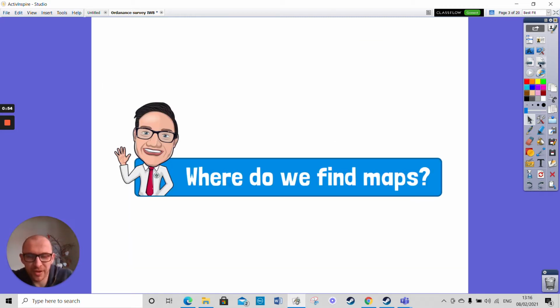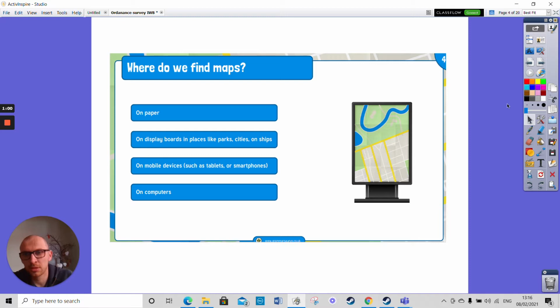So where would you find a map? Just have a think where you might find a map. Maps can obviously be on paper. You might see them on a display board in a park or a city or on a ship or even in hotels, on mobile devices and on computers.